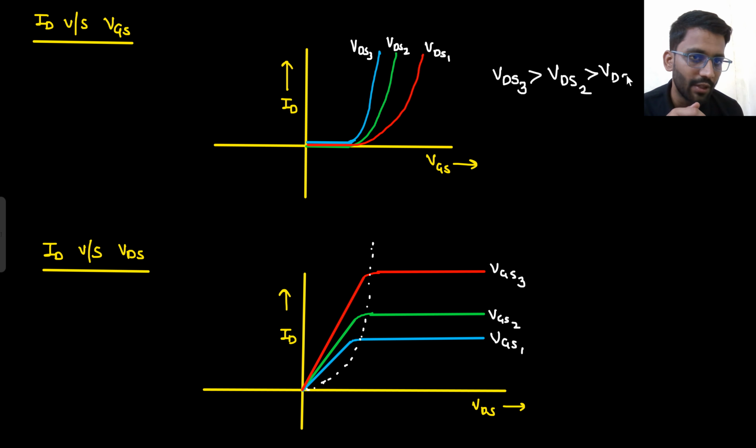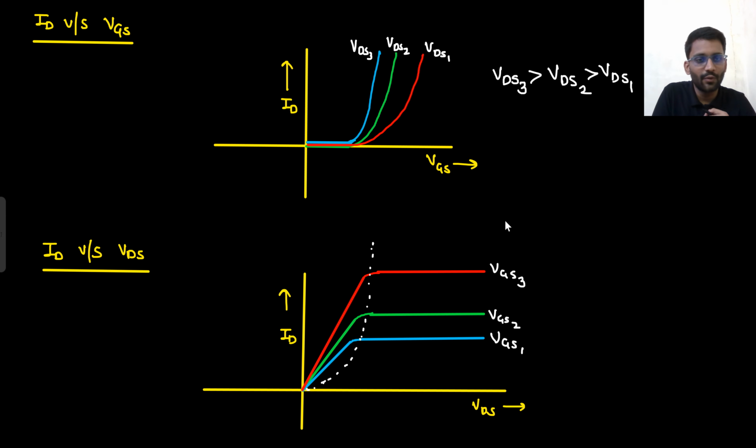You don't need to mug it up. You need to understand the logic. What is the logic? Tell me what will be the logic here. Which will be higher, VGS3 or VGS2 or VGS1? Here your VDS is the same. VDS is constant. Now you are increasing the VGS value.